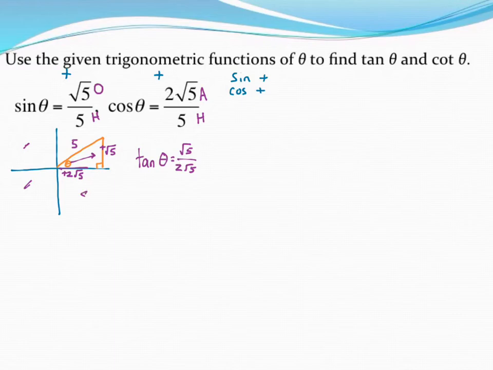Now I do need to simplify this. I cannot have the square root in the bottom of a fraction. Well, it's easy to simplify because the square roots just cross out. So the tangent of theta must be just 1/2, which is what we're looking for. Cotangent is just the reciprocal of that. So cotangent is just flip that around to get 2 over 1, or just 2 for the cotangent.